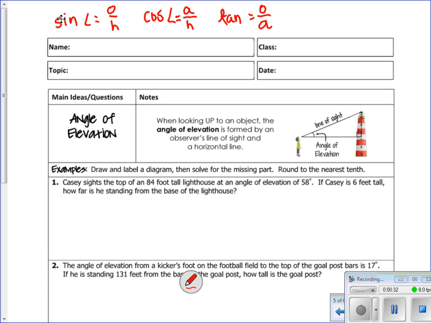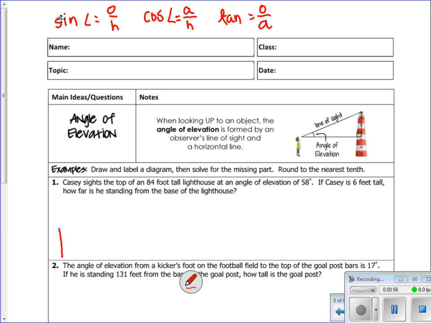Okay? But first, we're going to draw some pictures. And we're going to have to use our abilities to add, subtract, multiply, and divide to do some things. So Casey, this kid, sights the top of an 80-foot tall lighthouse at an angle of elevation of 58 degrees. So here's a kid.